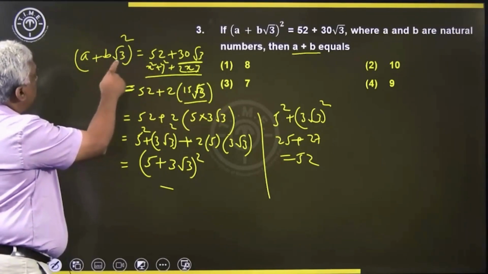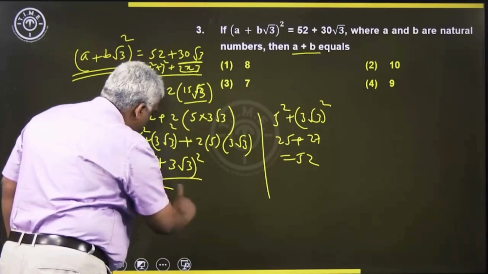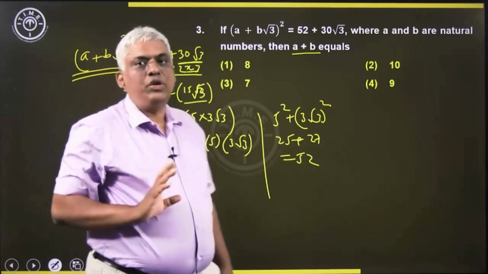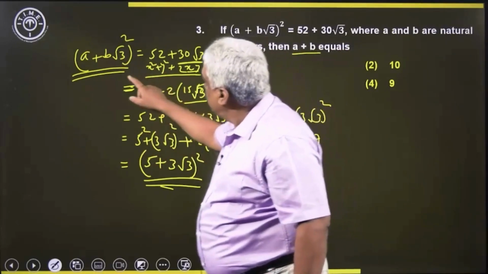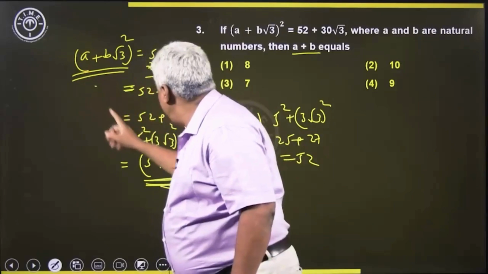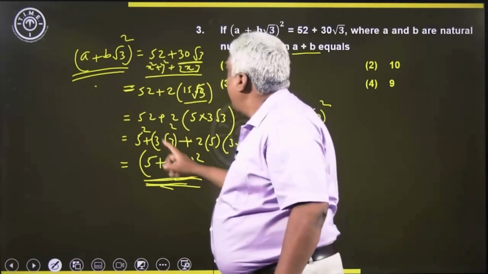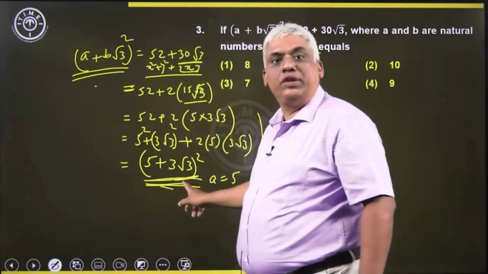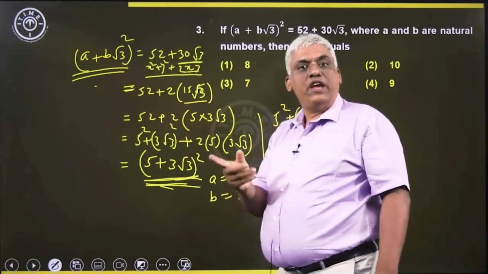(a + b√3)² is equal to (5 + 3√3)², right, and a and b are natural numbers. Now, if you compare, look at this and this, if you compare, a is how much? 5. So a is 5, b√3 is equal to 3√3. So b is 3.